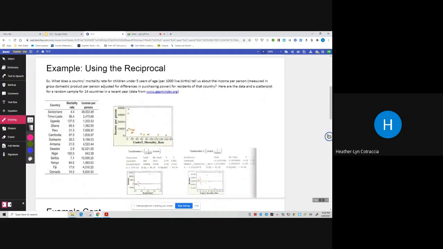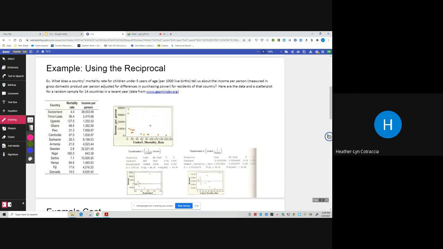So in this first example, they're graphing the under 5 mortality rate versus the income per person. They're looking at the mortality rate to see if they can predict the amount of income per country. So you can see over here on the left, you've got the countries, their mortality rate, and then the income per person. When you're looking at this data set, you can very clearly see that that is not a linear set of data. So we pretty much have 3 different ways to try to transform it.